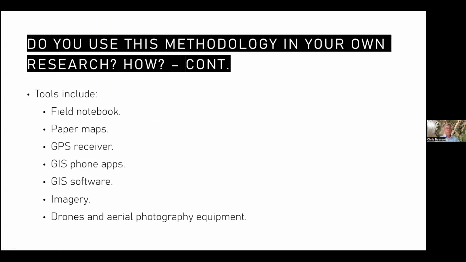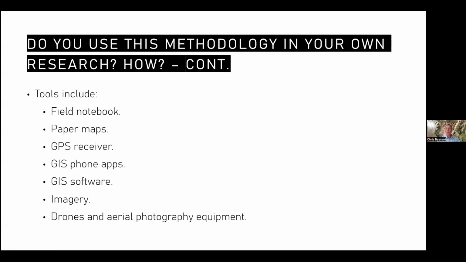All right, so how do you use this in your own research? Some of the tools that we use, if you're out in the field: you have your field notebooks, you're taking notes, you're observing. You work with paper maps, either that you have with you or that you draw, or both. A GPS receiver is very important because we want our location again.